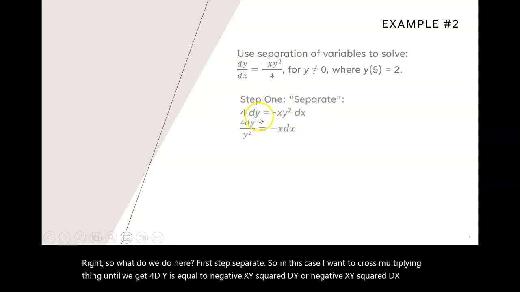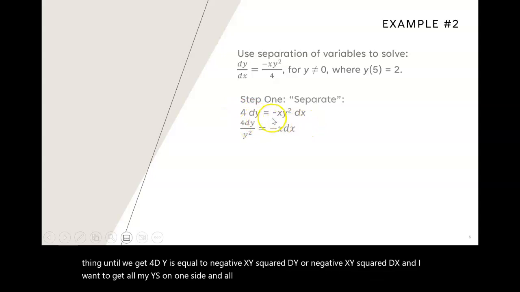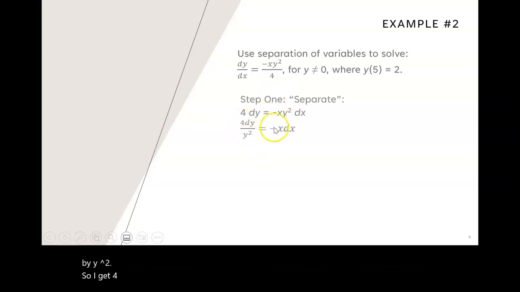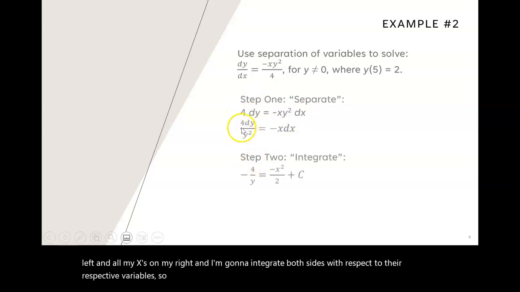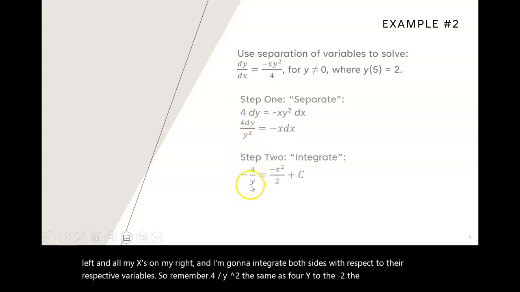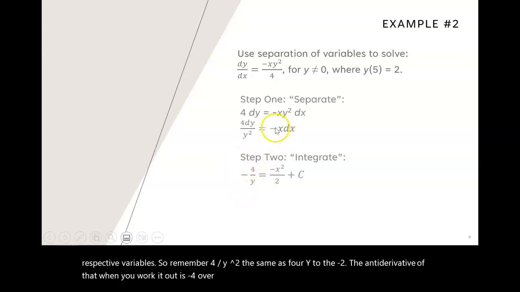And I want to get all my y's on one side and all my x's on one side. So I'm going to divide both sides by y squared. So I get 4 dy over y squared is equal to negative x dx. All right, so all together I've got all my y's on my left and all my x's on my right. And I'm going to integrate both sides with respect to their respective variables. So remember 4 over y squared is the same as 4y to the negative 2. The antiderivative of that, when you work it out, is negative 4 over y. The antiderivative of negative x is negative x squared over 2, and then plus c.